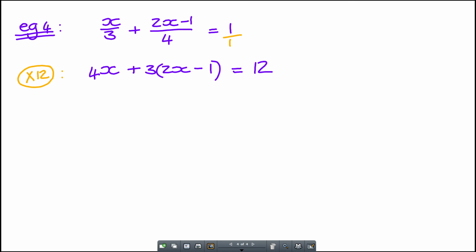So now we follow our steps. Step 1 is BODMAS, meaning what do I have to do first? Get rid of the brackets. So 4x and then 3 times 2x will give me 6x. 3 times minus 1 will give me minus 3. Okay, right. Can you guys try and go on?